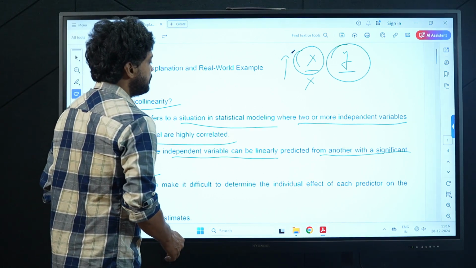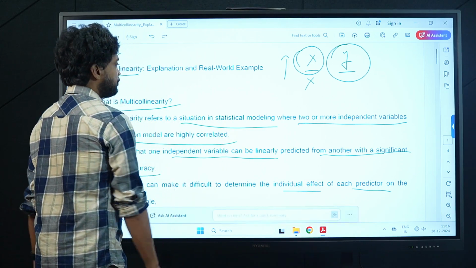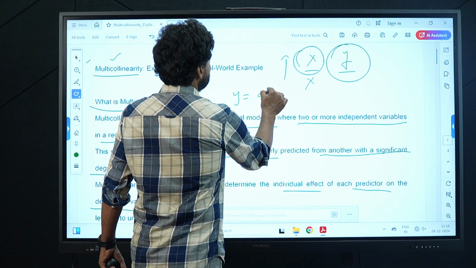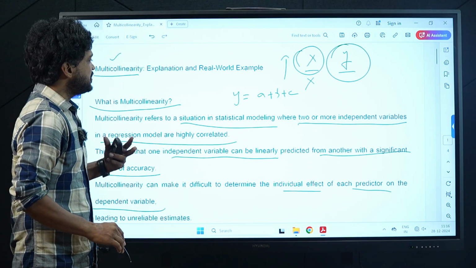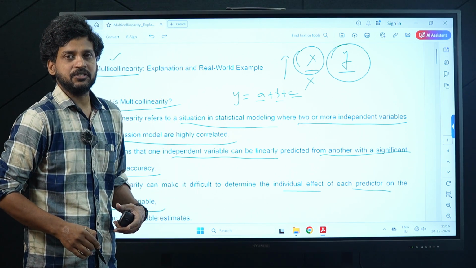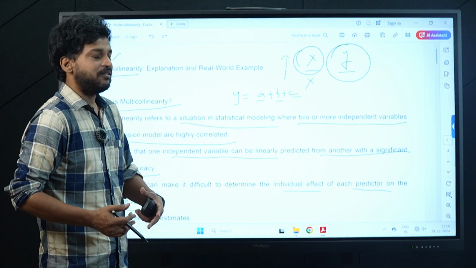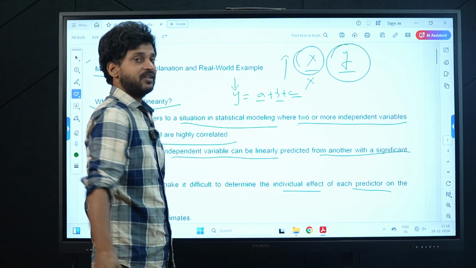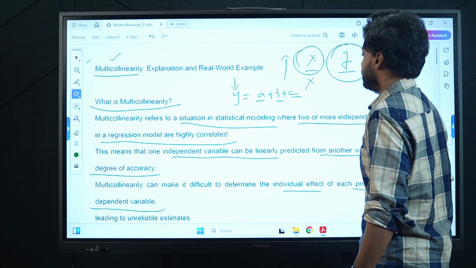Multicollinearity can make it difficult to determine the individual effect of each predictor on the dependent variable. Now, let us say y is equal to a plus b plus c. What is the effect if a, b and c are highly correlated with each other? We don't know the contribution of these independent variables a or b or c directly onto y. This is the biggest problem, leading to unreliable estimates.